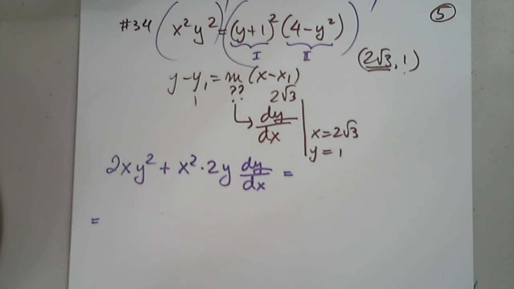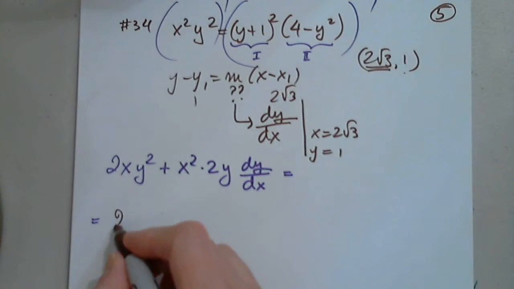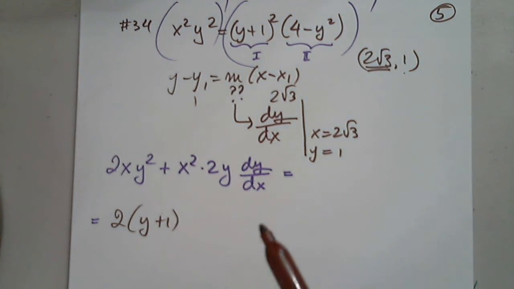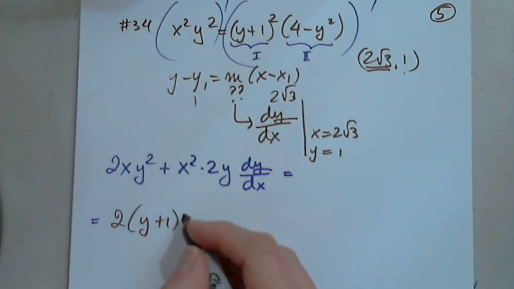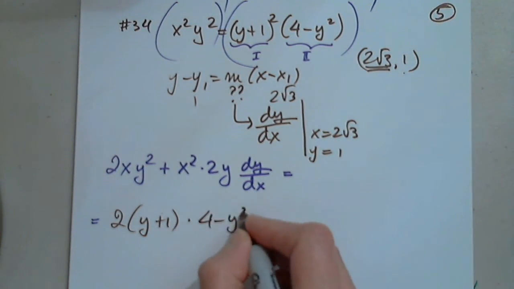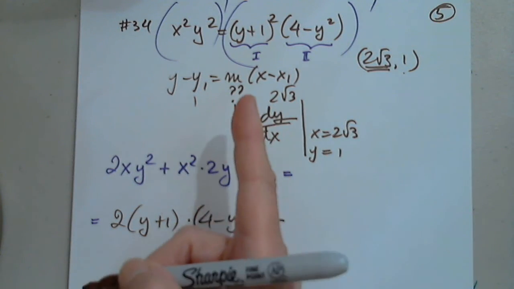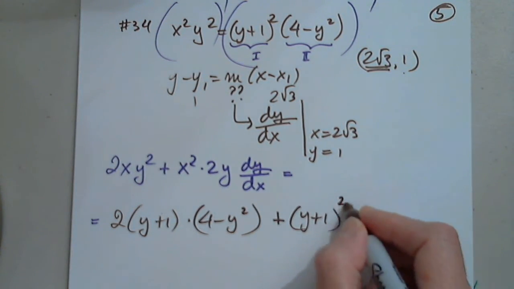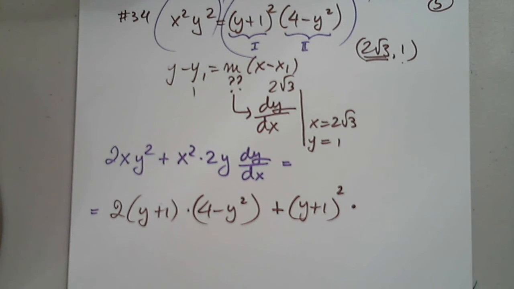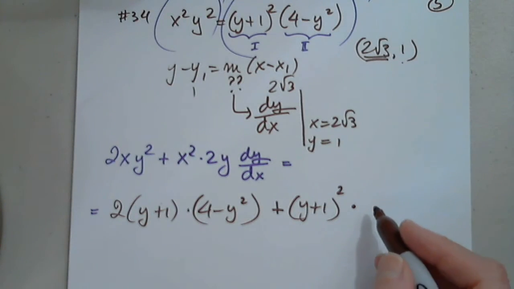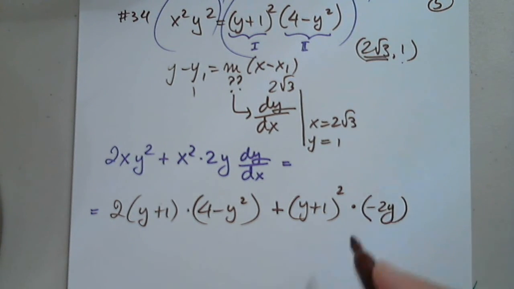2 parentheses y plus 1. Very good. 2 parentheses y plus 1 times the inner function prime, but it happens to be 1. Very good. Times the second, plus the first times the second function prime. Negative 2y dy over dx. Negative 2y. Very good. Don't forget parentheses. It has to be in parentheses. Excellent.